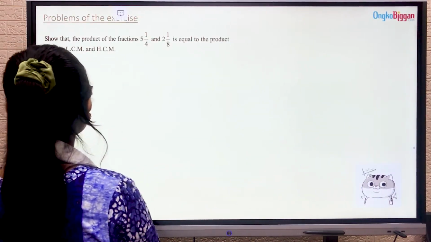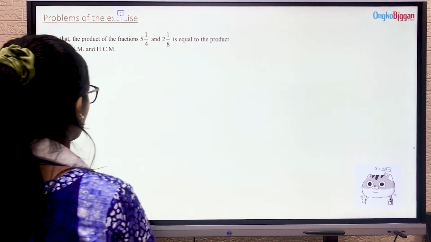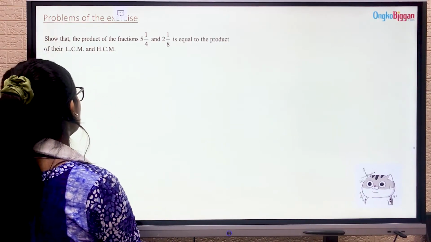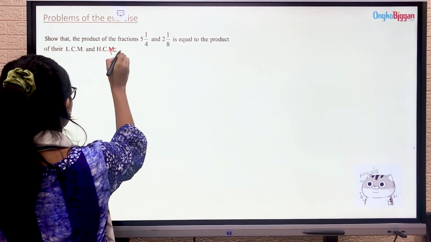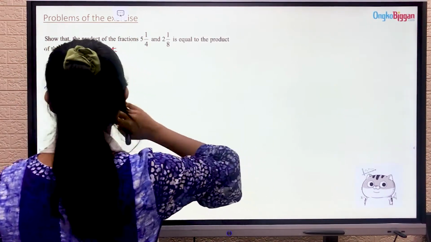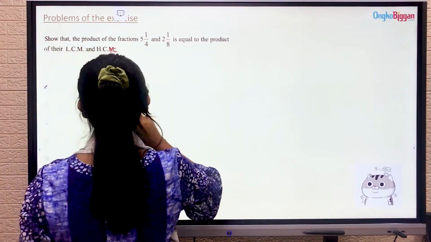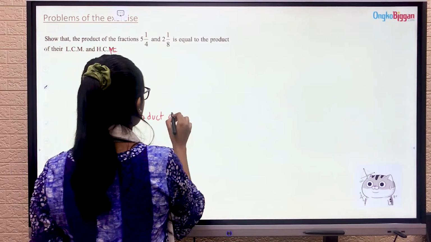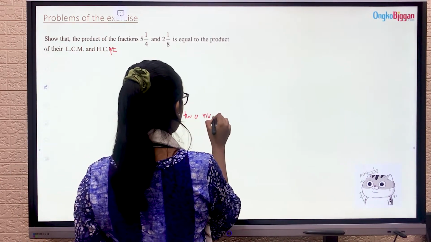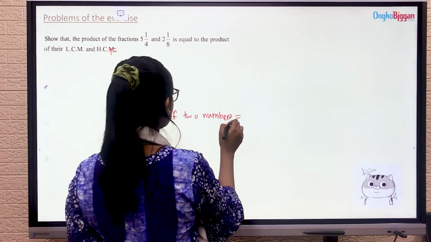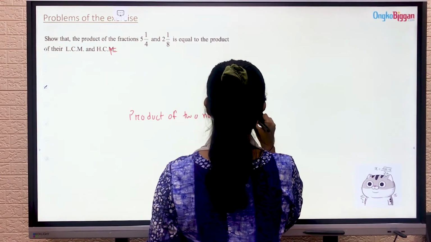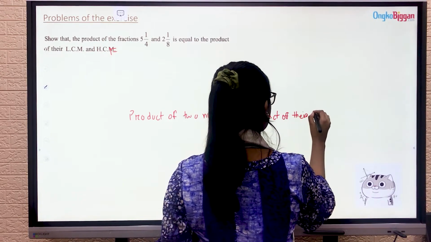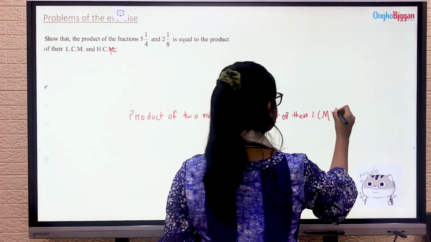Okay. So it says, show that the product of the fractions 5 1 by 4 and 2 1 by 8 is equal to the product of their LCM and HCF. We know it will be actually HCF, it's a printing mistake of the book. Let's just ignore it. So yes, we know that product of two numbers is equal to the product of their LCM and HCF.